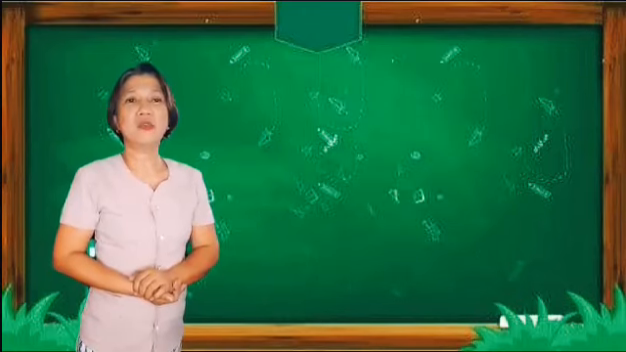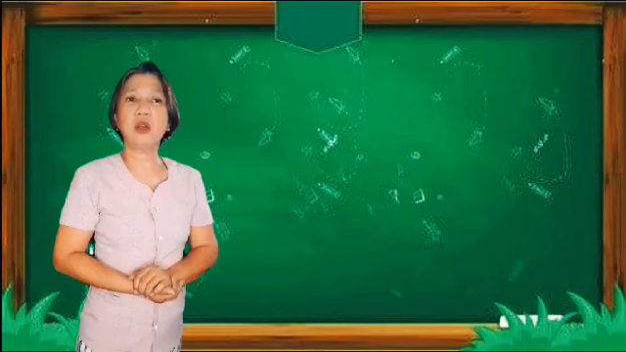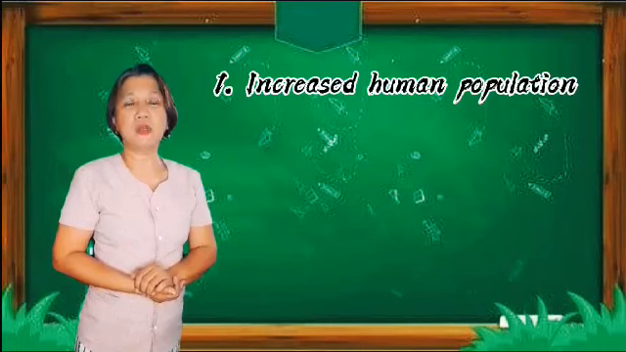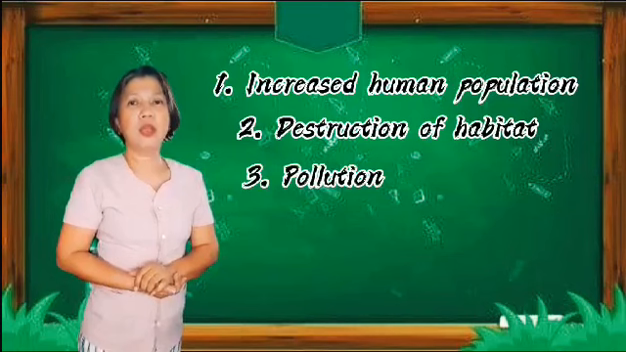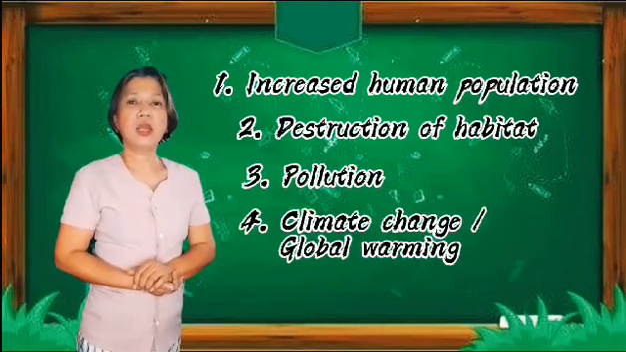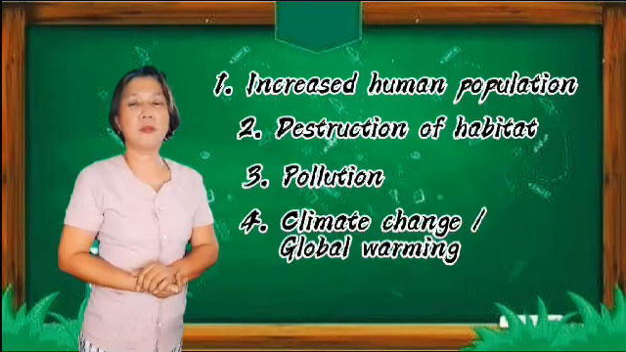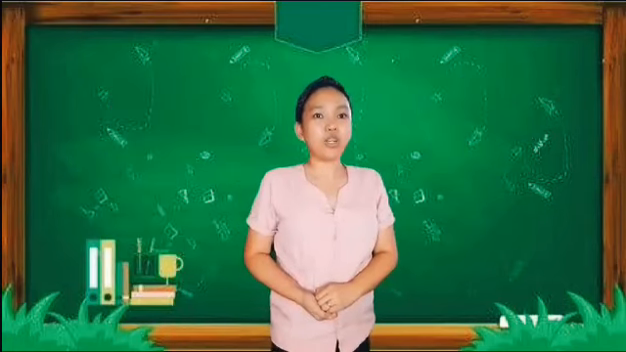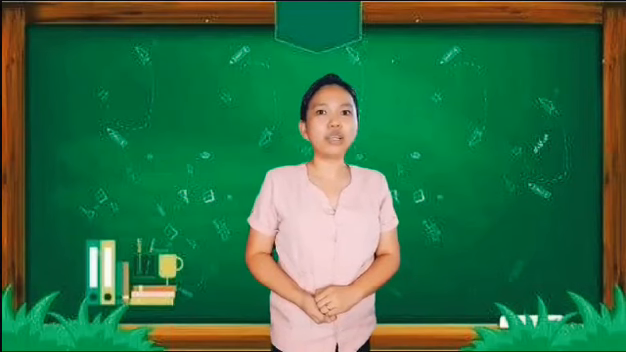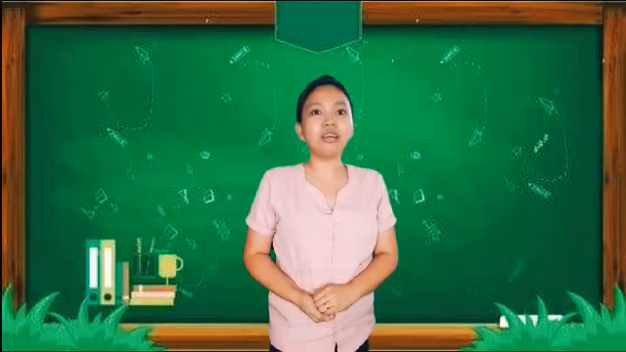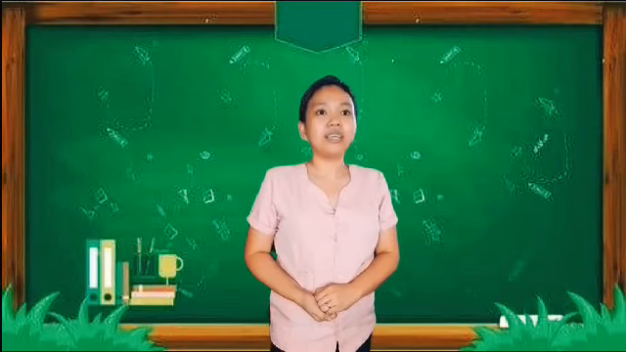These are the natural causes of extinction, but we also have the human causes of extinction, and these are: first, increased human population; second, destruction or fragmentation of habitat; third, pollution; and the last one is climate change or global warming. In any ecosystem, organisms need a balanced environment. A balanced ecosystem is one in which living and non-living things are interacting harmoniously. If any part of the ecosystem is disturbed, other parts will also be affected.